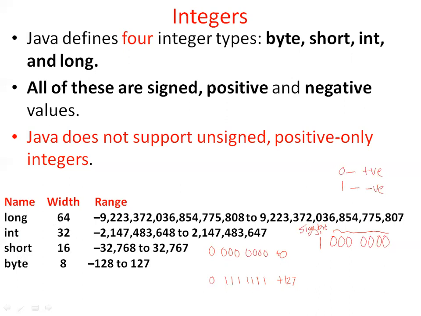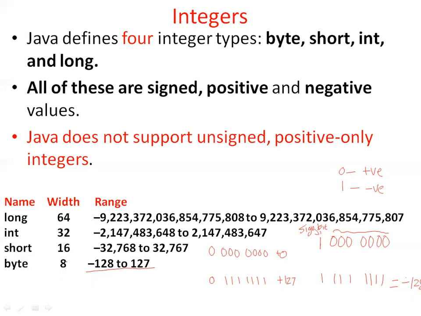Similarly, you can have the sign bit as 1, followed by all zeros to 1 followed by all ones. This is the lowest number you can store in 8 bits. When the sign bit is 1, it indicates that this is a negative number. So 1 followed by all ones is stored in 2's complement form, and this indicates minus 128. So on the negative side, you can store minus 128. That's why the range of values that you can store here is minus 128 to plus 127.